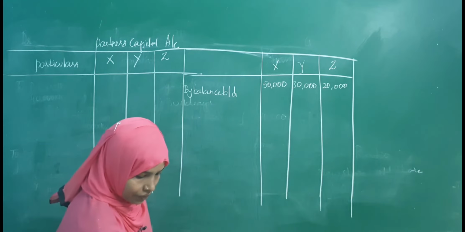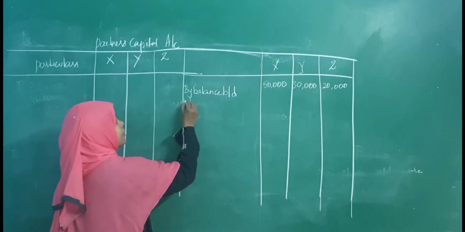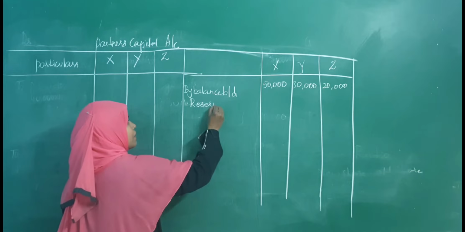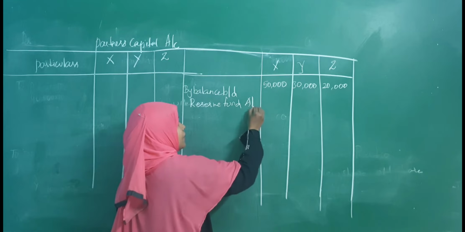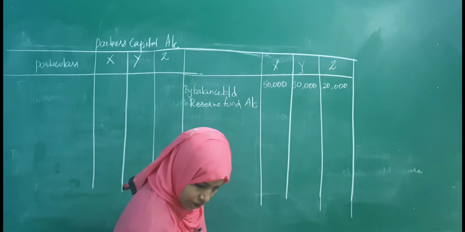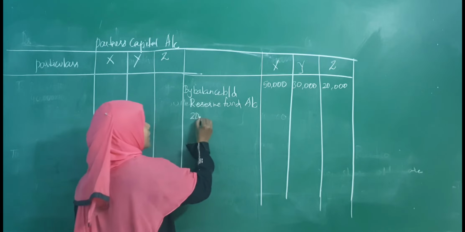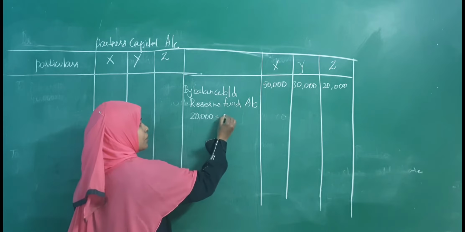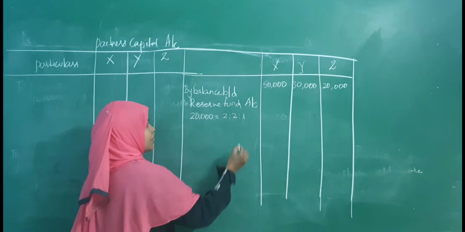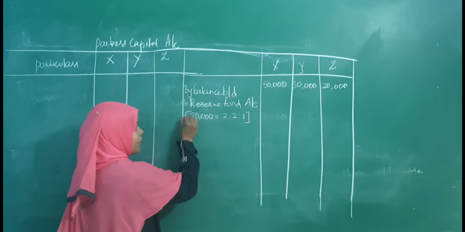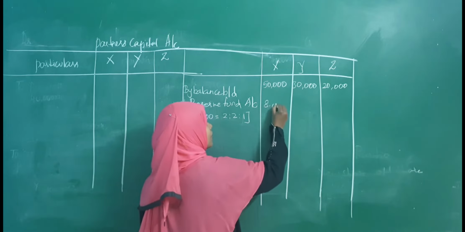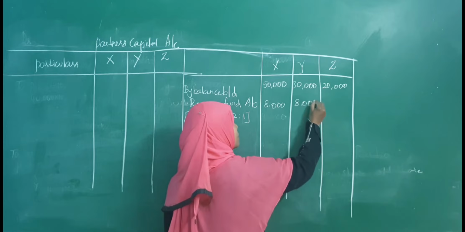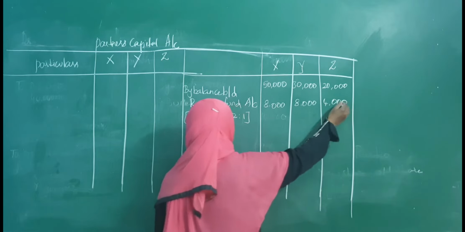Okay. After that we have reserve fund. By reserve fund account. The reserve fund is how much? Reserve fund they have given 20,000. This 20,000 you have to share among three partners in the ratio of 2:2:1. That is 2 by 5, 2 by 5 and 1 by 5. It comes to 8,000, 8,000 and 4,000.